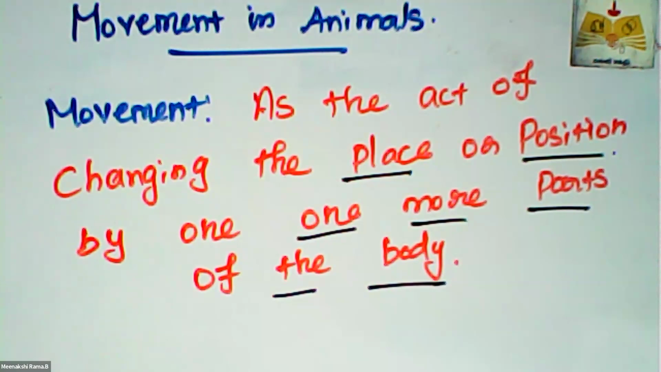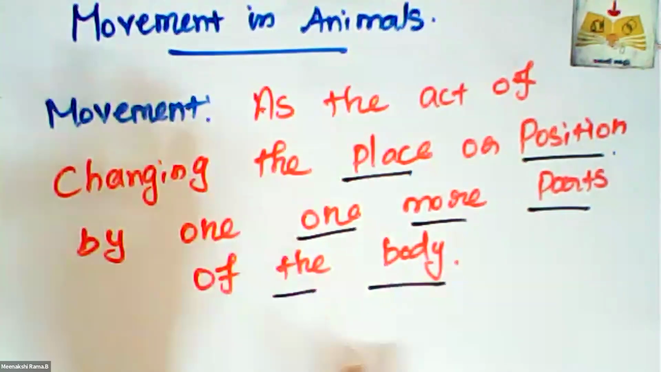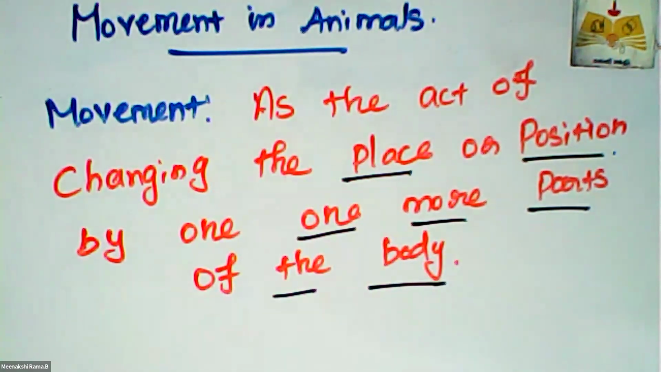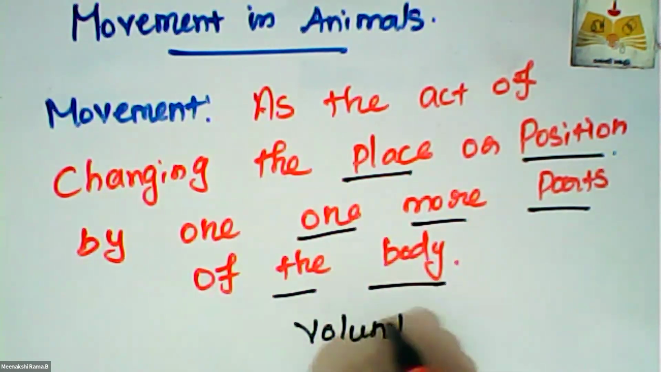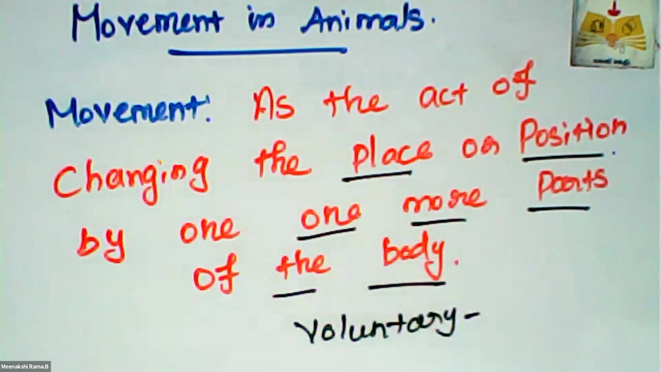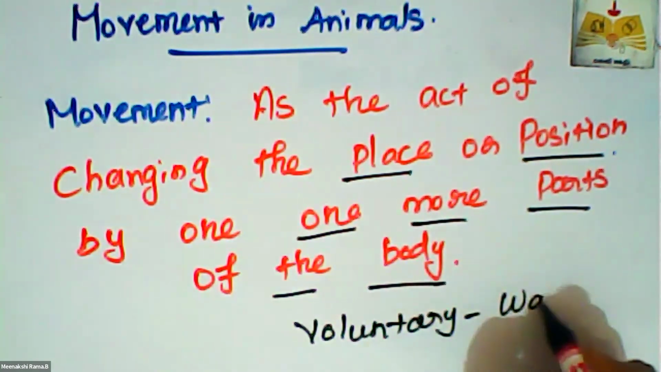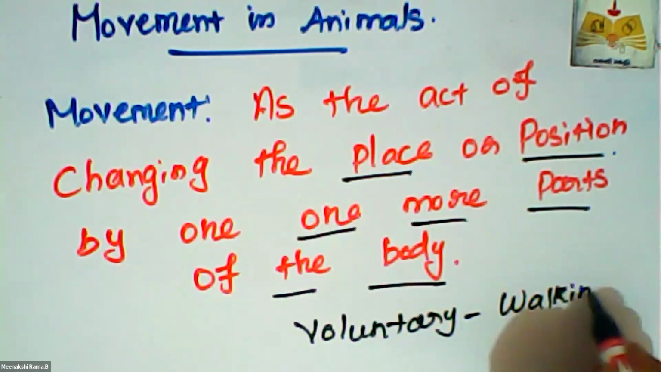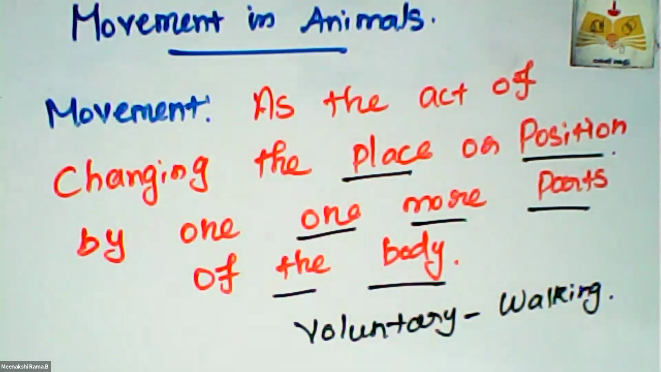Walking is a voluntary movement. Breathing is an involuntary movement. Yes, movements are of two kinds: voluntary movement and involuntary movement. Voluntary movement means walking, running, jumping, and also reading, writing. These are all examples of voluntary actions.